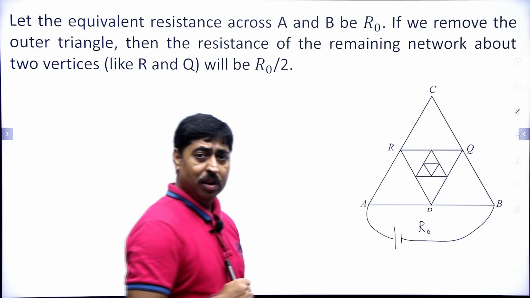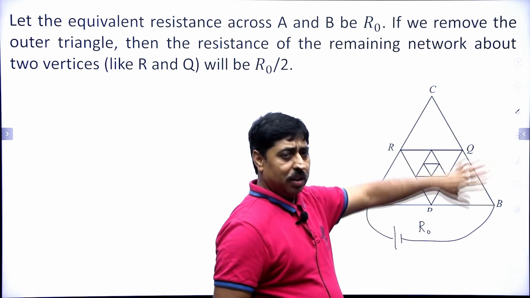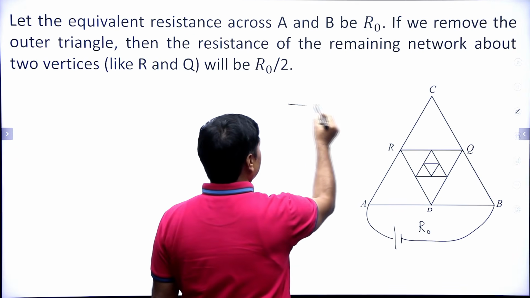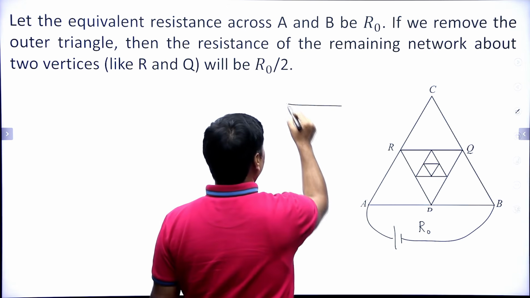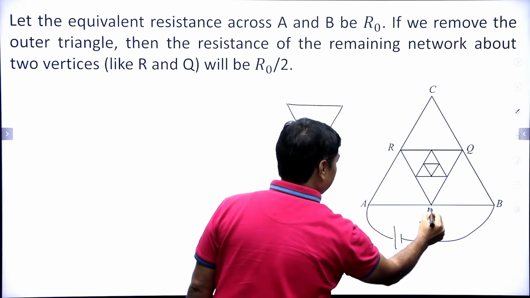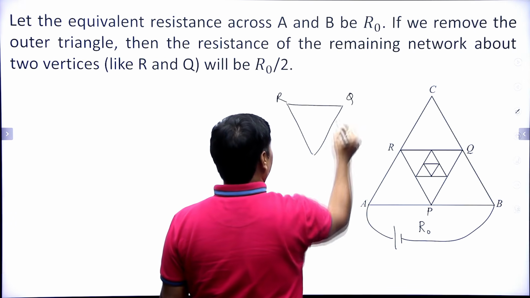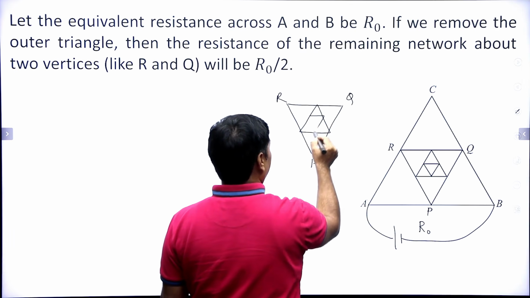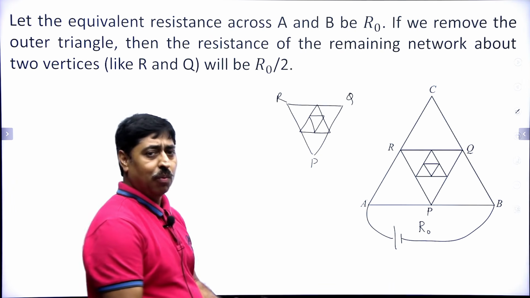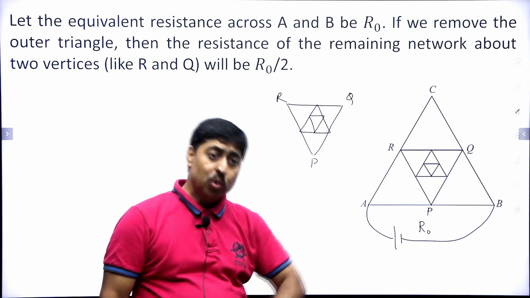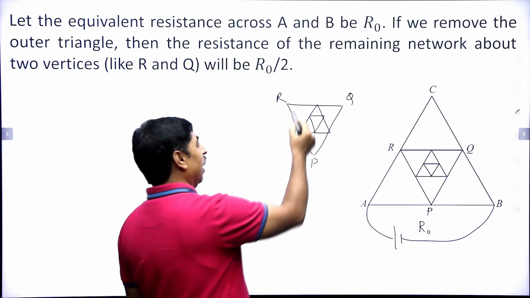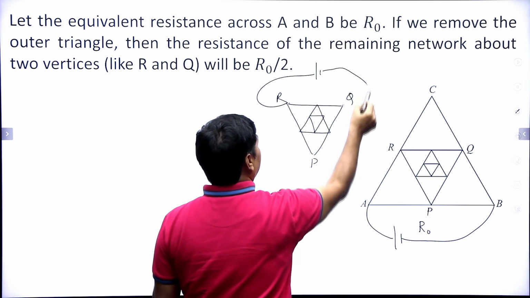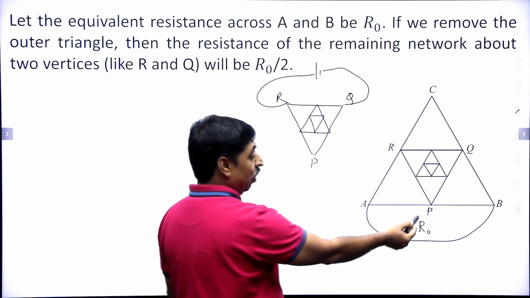Let us assume that R naught is the number that we are supposed to find. Then what I am saying is, suppose you remove this outer triangle, just remove it completely, and think that the circuit is now RQP, this point is P, RQP, and the triangles which are inside this particular triangle. So, you go on embedding triangles like this. So, the outermost triangle has been removed. If I do that, then equivalent resistance between these 2 points, if I connect a battery here, then this battery will face a resistance that will be equal to R naught by 2.